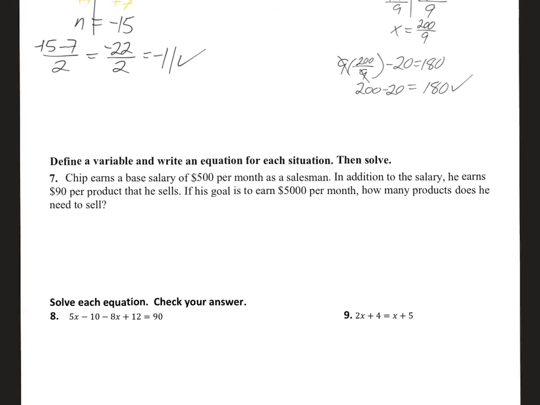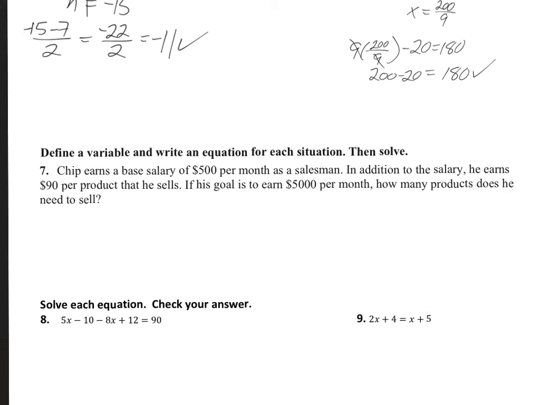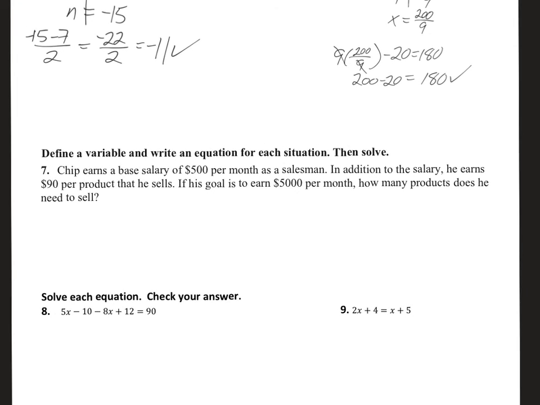Okay, looking at the next part. Chip earns a base salary of $500 per month as a salesman. In addition to the salary, he earns $90 per product that he sells. If his goal is to earn $5,000 per month, how many products does he need to sell? Very first thing, they want us to define a variable. So we can write x equals the number of products, and write an equation for each situation.